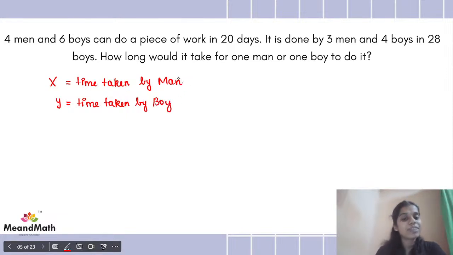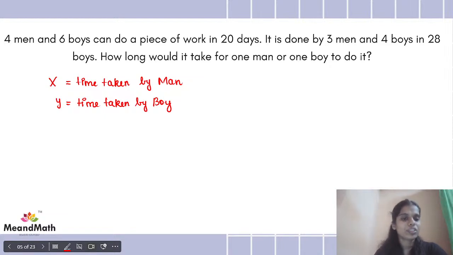These are all very good questions that we will get in our board exams. So try to solve it along with me. Be ready with your note and pen, whatever you want. Okay, x is the time taken by the man and y is the time taken by the boy.